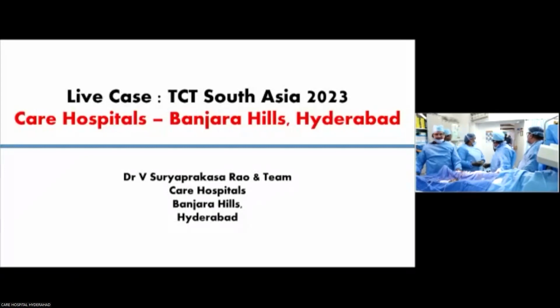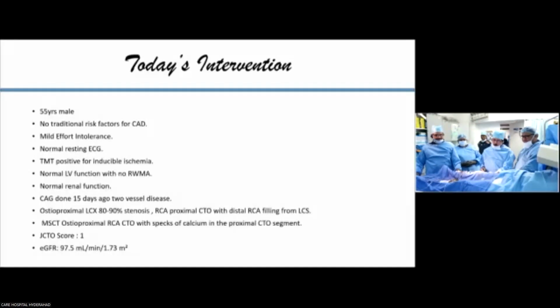We have a 55-year-old man who essentially has no traditional risk factors for coronary artery disease. He presented with mild effort intolerance of a few months duration, and at the time of presentation had a normal resting ECG and a normal LV function. His treadmill test was positive for inducible ischemia in a significant fashion, and his workup revealed normal renal function.